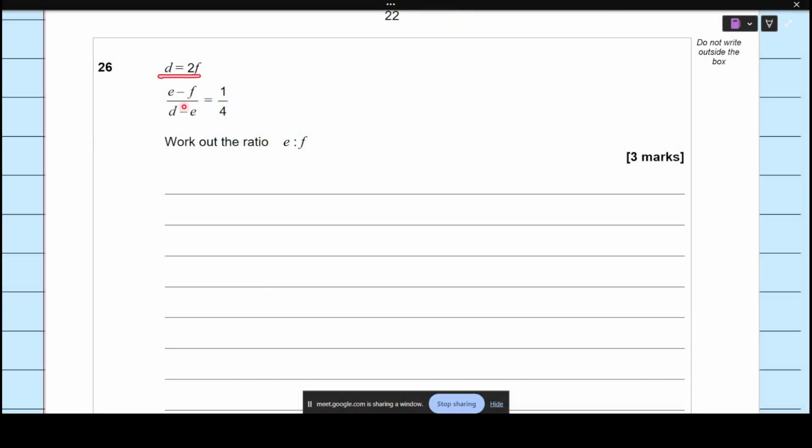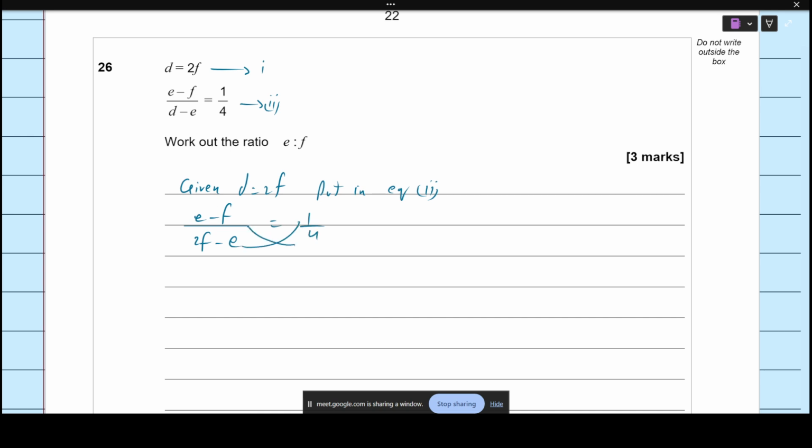d is equal to 2f, where (e minus f) divided by (d minus e) is equal to 1 over 4. Work out the ratio e to f. I'm going to say that is equation 1, that is equation 2. Put d is equal to 2f in equation 2. (e minus f) divided by d minus e. So instead of writing d, I'm just going to put the value of d, which is 2f, minus e. That's going to be 1 by 4.